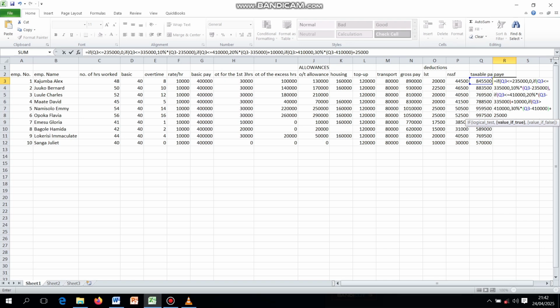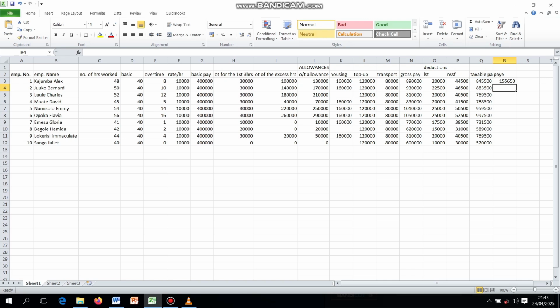So I will count the ifs I've used: 1, 2, 3, and 4. So those are the brackets that I will use while closing. 1, 2, 3, 4. Hoping you see the brackets, they are all changing colors. I'll press enter, then it will give me the PAYE. I'll autofill and it will give me the PAYE for the rest.